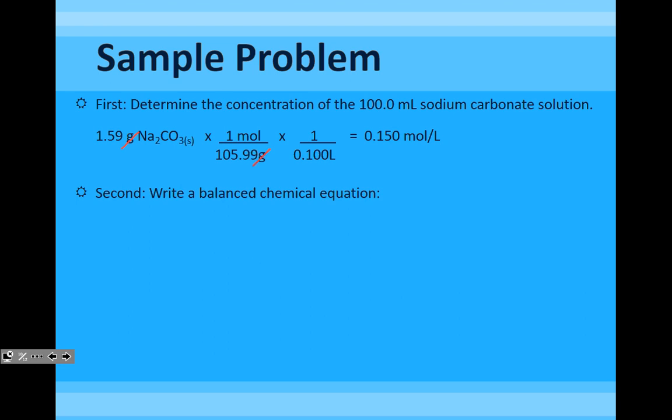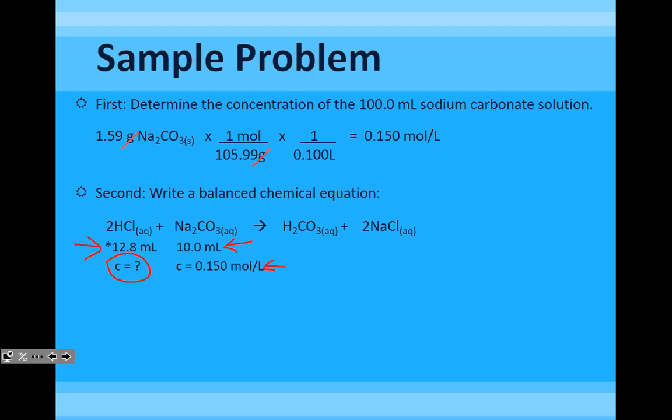The second step, write a balanced chemical equation. So there's our balanced chemical equation, and we are populating it. Okay. So here's our sample, and there's the volume of our sample. There's the concentration of our sample. We've identified that we're looking for the concentration of the hydrochloric acid, and we have the 12.8, and it's a rounded value. Okay, kiddos, it was rounded, and that's the averaged volume.